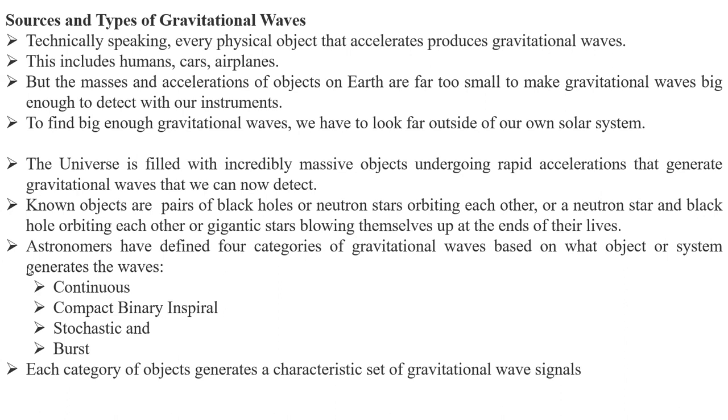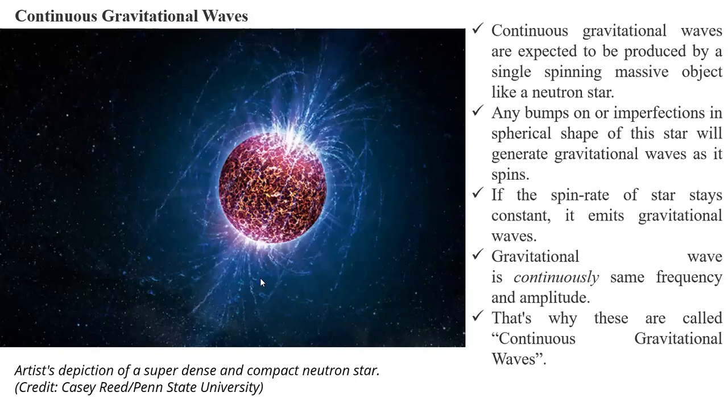For example, there is the continuous generation of gravitational waves, compact binary inspiral gravitational waves, stochastic gravitational waves, and bursts, where due to a burst we can have gravitational waves. This is the source, from the source we can classify. Each category of objects generates a characteristic set of gravitational wave signals. We will study this one after the other. I will not spend much time here.